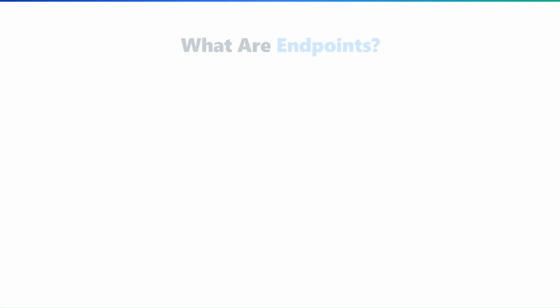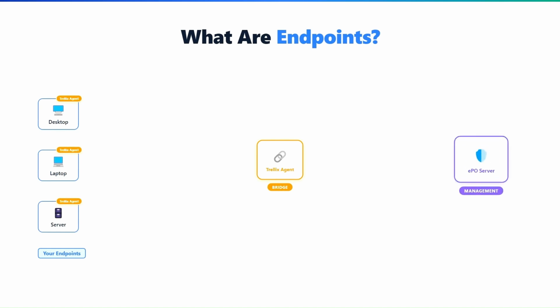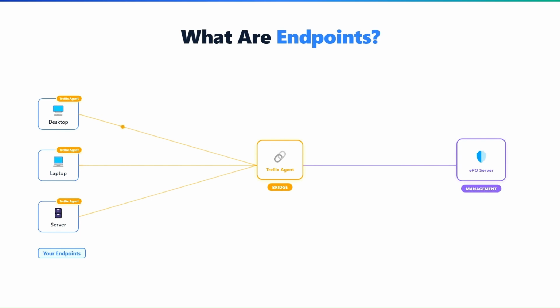Okay, let's see what endpoints are first. Endpoints are the systems you want to manage and protect, like desktops, laptops, or servers in your organization. To communicate with ePO, each endpoint needs a small piece of software called the Trellix Agent. This agent acts as a bridge between the endpoint and the ePO server, and it's responsible for sending data, receiving policies, and reporting security status.